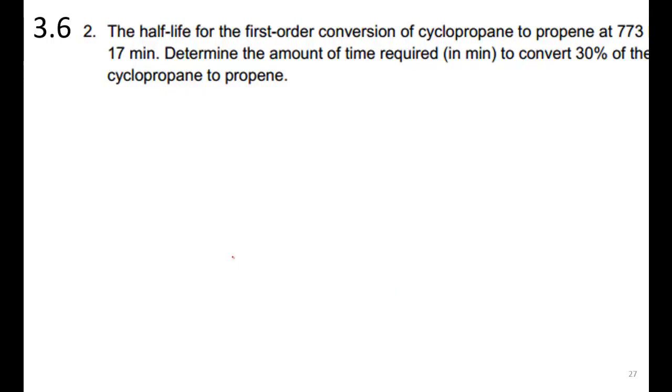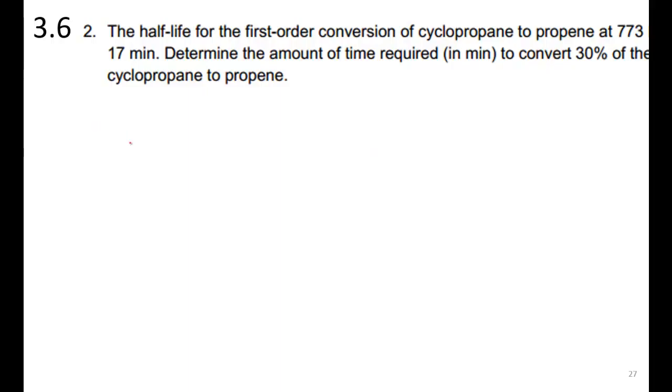Okay, if you're doing really well, then this should be an easy one for you. Why don't you go ahead and try it on your own? Okay. So we're given the half-life. We want to determine the amount of time required to convert 30% of it to propene. Okay, so the last problem we were looking at what is the rate constant. Now we're looking at what is the time.